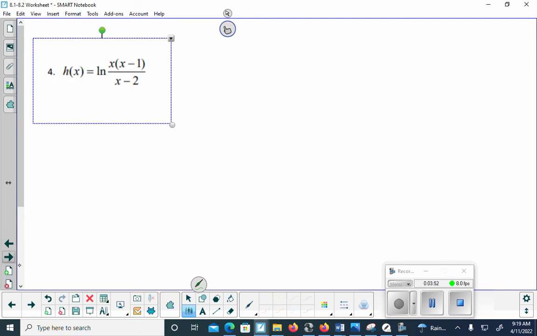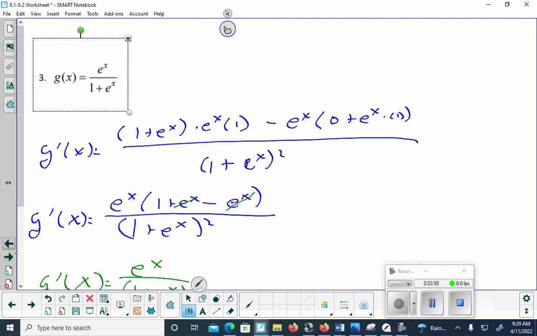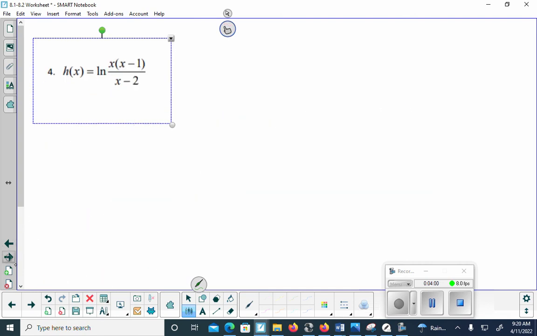I have natural log, so I have this quotient. I really don't want to do the quotient rule. This one's going to take the natural log. I can use the properties of the log. So I'm going to rewrite this as the natural log of x, plus the natural log of x minus 1, minus the natural log of x minus 2. And then I'm going to take the derivative term by term.